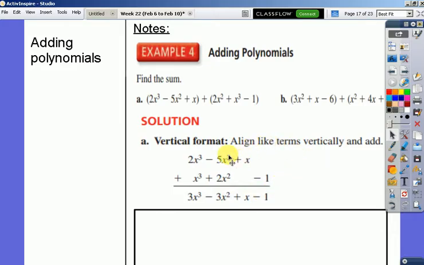No, because they're not being multiplied. Remember, you only add exponents when they're being multiplied together. You're just combining like terms through addition.